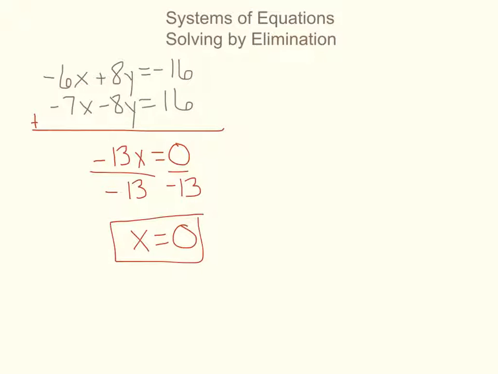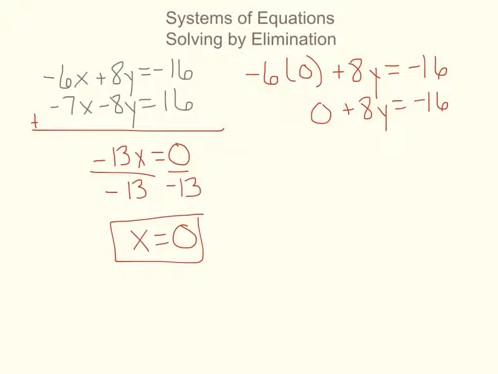Just like before, pick one of the equations to plug that into to solve for y. I'm going to use the first one, so negative 6 instead of x, we'll put 0. So 0 plus 8y equals negative 16. 8y equals negative 16. Then we divide by 8. So y equals negative 2.